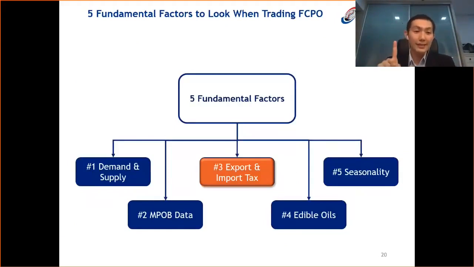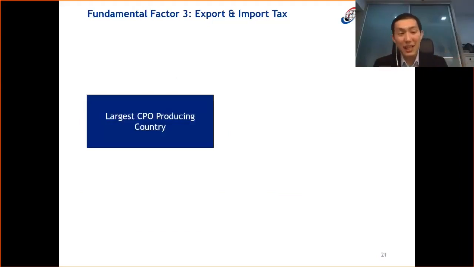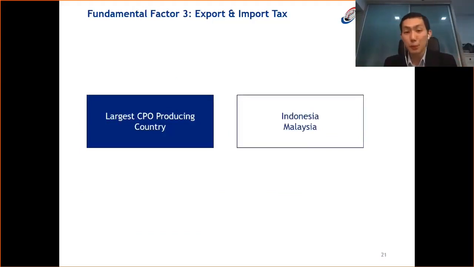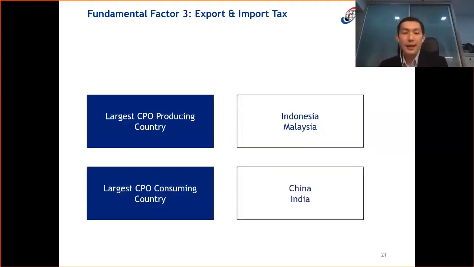The first word is tax, export and import tax. The second word is tariff, so we can also refer to this as export and import tariff. And the third word is duty, export and import duty. So these three words can be used interchangeably: tariff, tax, as well as duty. Now, as we know, the largest CPO producing country is Indonesia at number 1 and Malaysia at number 2. And the largest CPO consuming countries are China and India.